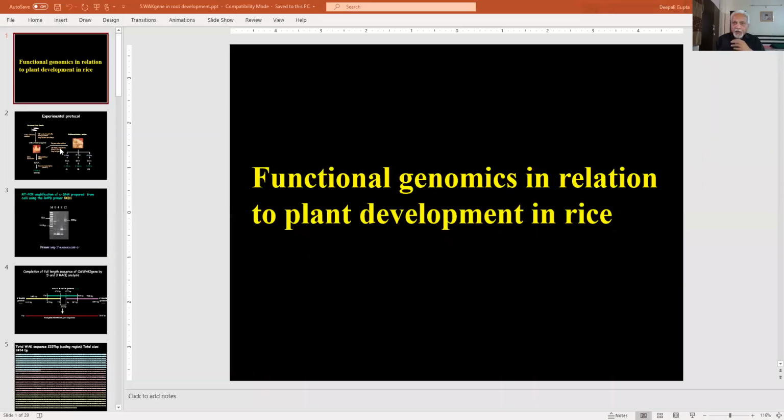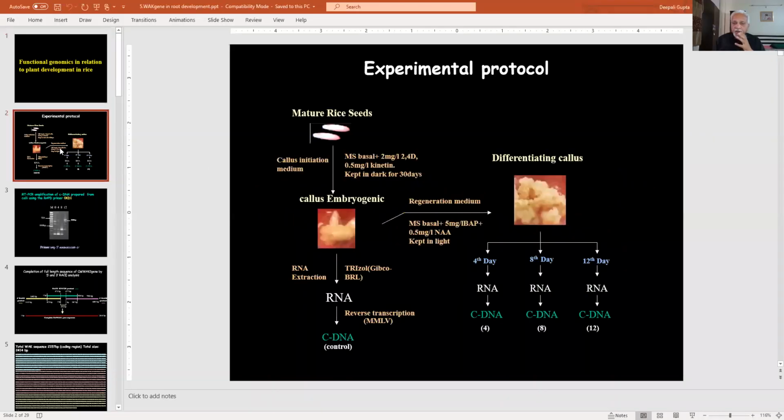So whenever you want to study something, we should have a model system to be used. To understand the process of cell differentiation, we use this in vitro developmental system which was working well in my lab.